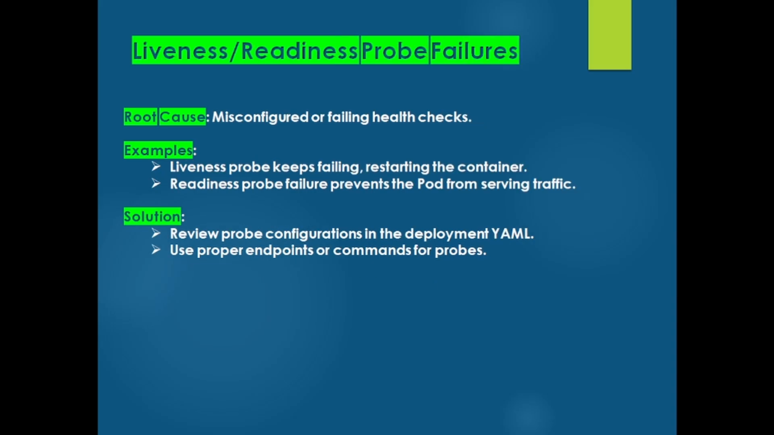Now, liveness and readiness probe failures. The root cause for this is a misconfigured or failing health check. For example, a liveness probe keeps failing and restarting the container. Second, a readiness probe failure prevents the pod from serving traffic. Solution: you can review the probe configuration in the deployment YAML. Use proper endpoints or commands for probes.